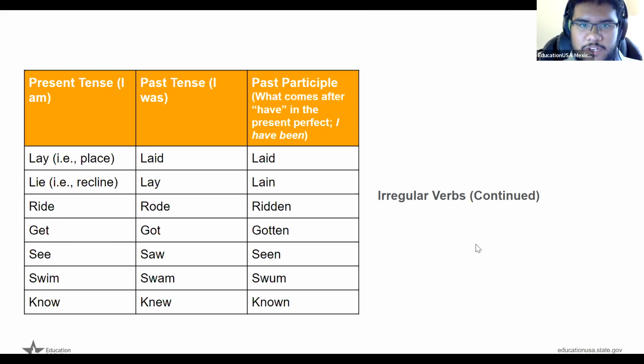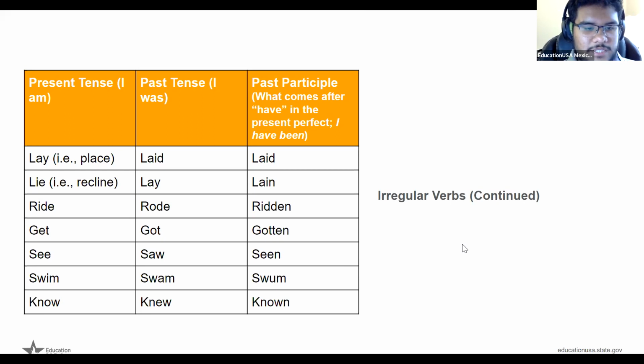We have here, I ride, as in I ride a motorcycle or bicycle or something like that. The past tense, I rode a bicycle, and the past participle becomes I have ridden a bicycle. Like you could say, I have ridden a bicycle before. I think we already did get and got in the last one, so I'll skip that. The verb see, as in I see the window. The past tense becomes saw. I saw the window. And the past participle for the perfect tenses becomes I had seen the windows. I have seen the windows. I will have seen the windows.